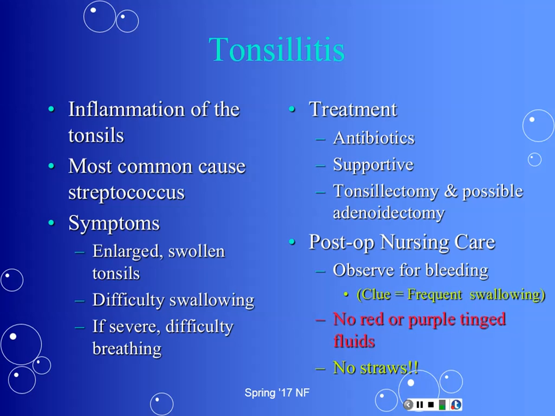So most common cause is strep. Symptoms, they're going to have enlarged swollen tonsils. Depending on severity, they'll have a sore throat, difficulty swallowing. Depending on how severe the inflammation is, you may have difficulty breathing. They're going to treat them with the antibiotics that we talked about, so penicillins and or cephalosporins, and then other supportive care. They can give them ice, soft foods, liquids, antipyretics with fever. If they have, I think it's more than three episodes within a year, they will consider a tonsillectomy and or tonsillectomy and adenoidectomy and take out their adenoids as well.